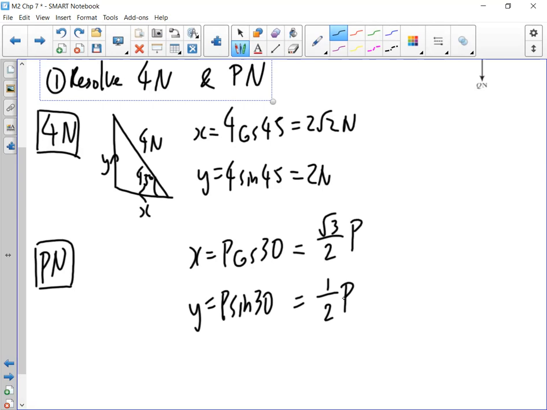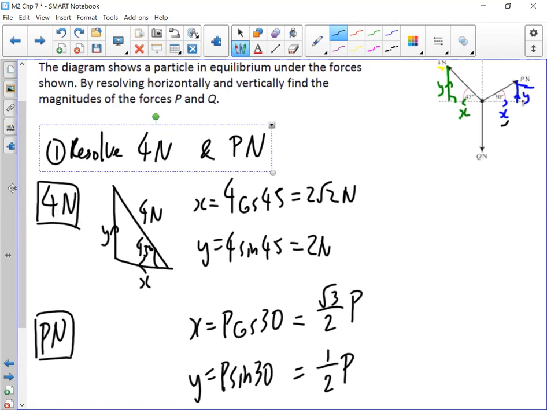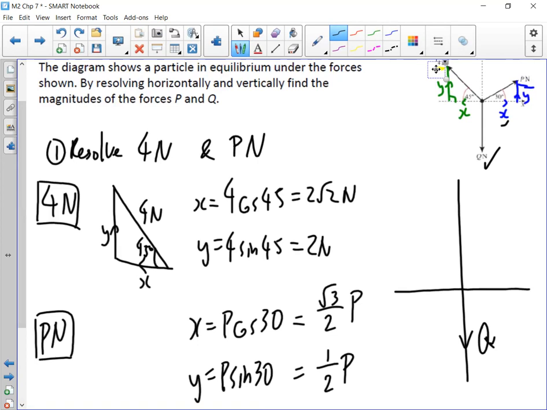Next step, force diagram. So we can draw a big force diagram to include all the forces. First of all, include the one that was on the diagram, which is Q. Q is going downwards. Next, we can't include the 4 Newton because we have to include the resolved version of the 4 Newton. So going left, we've got 2√2, and 2 Newton going upwards. For the P Newton, we have X to the right, which is √3/2 P. And then going upwards, we have a half P.